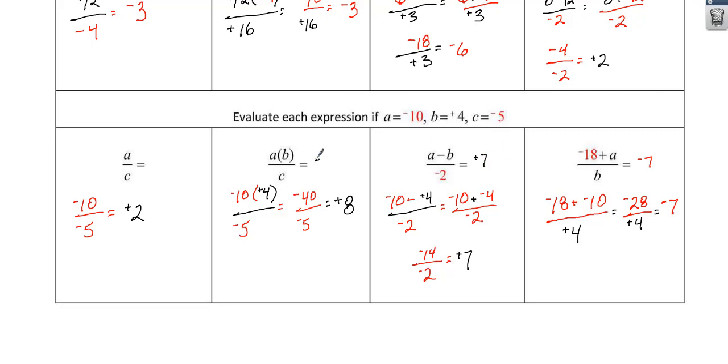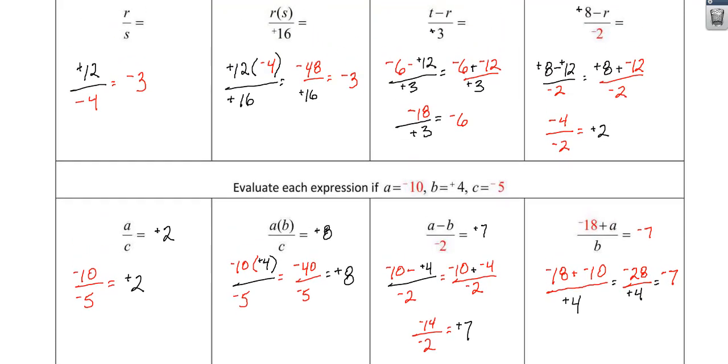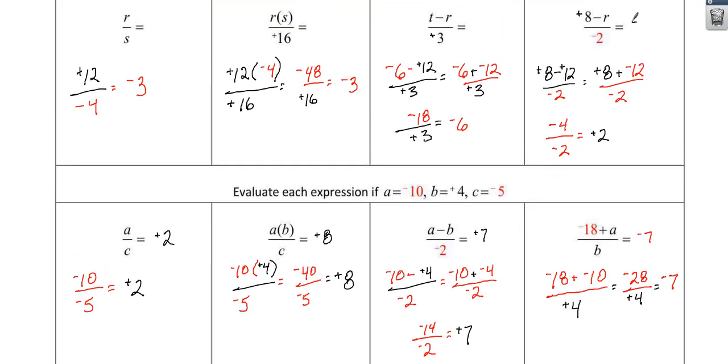Final answer here was positive 8. Final answer here was positive 2. All right, let me go back in and just fill these. I didn't do them as we were going, but this final answer was positive 2. This final answer was negative 6, negative 3, and also negative 3. All right, so there you go. Be sure you bring whatever questions you have to class, okay?